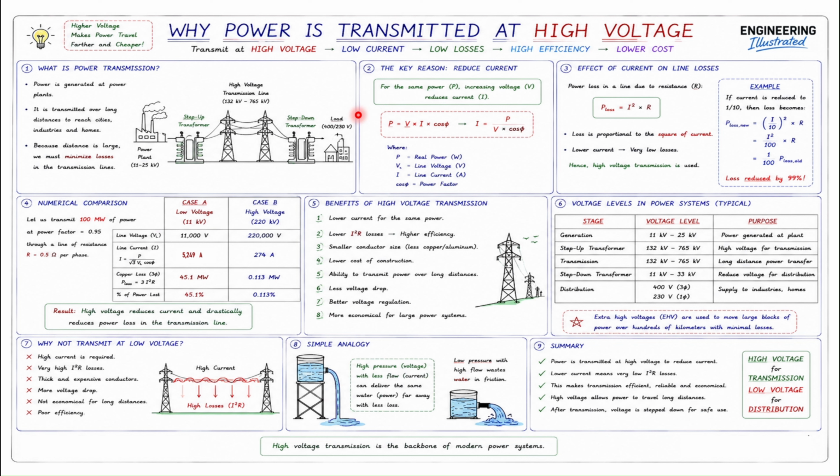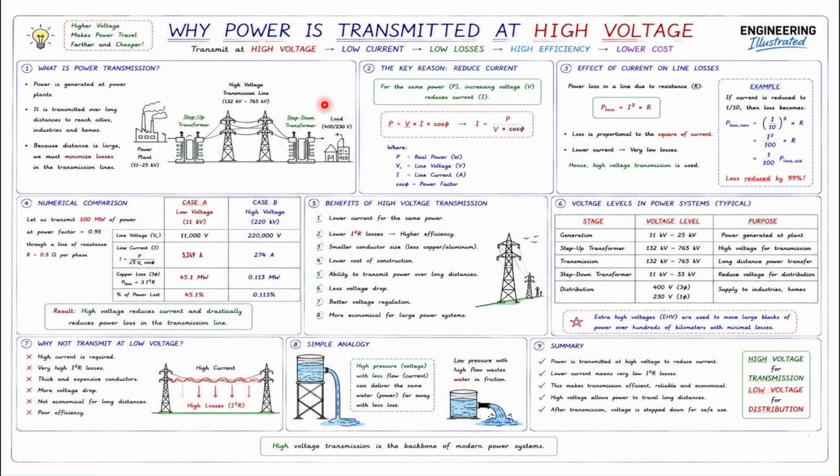Hello and welcome to this engineering illustrated video, and here I will explain why electrical power is transmitted at high voltage and why grid operators normally use high voltage and not low voltage.